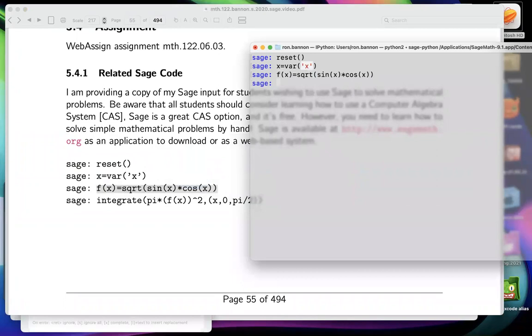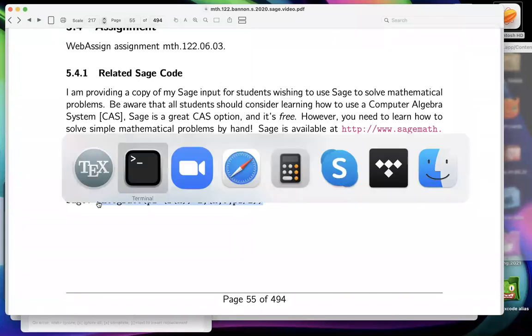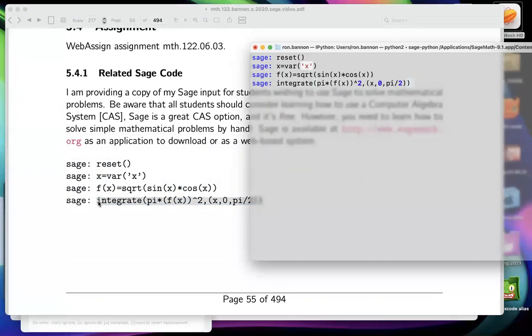So what is f of x? The function such as the square root of sine x times cosine of x. And then I'm going to integrate. And I'm typing in blind. It's almost like what I do sometimes with code: I'll copy code, paste it in, and just hope it works. It worked. I got a half of pi. I have no idea what it means though.